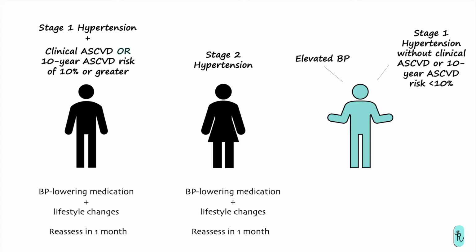But how do we treat patients with elevated blood pressure or stage 1 hypertension without clinical ASCVD or with a 10-year risk score of less than 10%? For these patients, we will not start antihypertensive therapy. Instead, we will begin by encouraging lifestyle modifications, and we'll reassess them in 3 to 6 months. Now, let's discuss the drugs in detail.